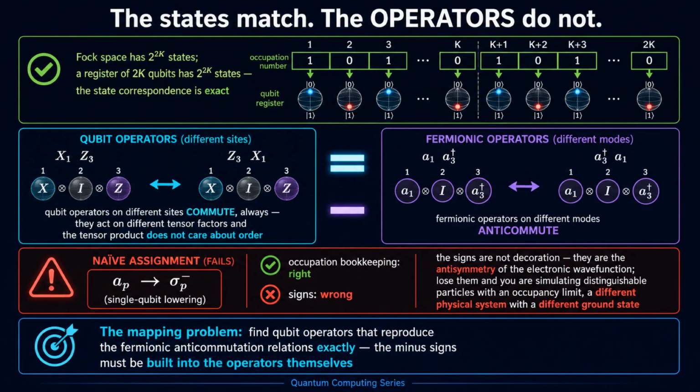We now have a Hamiltonian built from creation and annihilation operators and a machine built from qubits. The temptation is to declare victory. Occupation numbers are bits, and Fock space has exactly as many states as a register of that many qubits. The states do match. The operators do not. Qubit operators acting on different qubits commute, always, because they act on different tensor factors. Fermionic operators on different modes anticommute. So a naive bit for occupation assignment gets the bookkeeping right and the signs wrong, and the signs are the antisymmetry of the wave function. Lose them, and you simulate a different physical system.